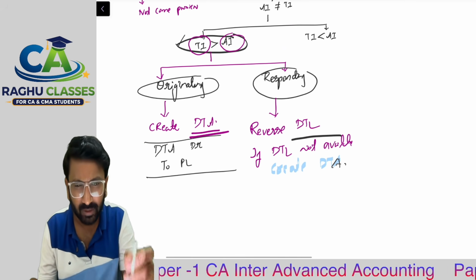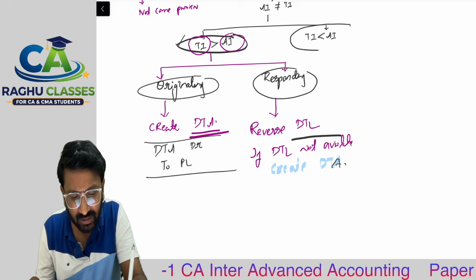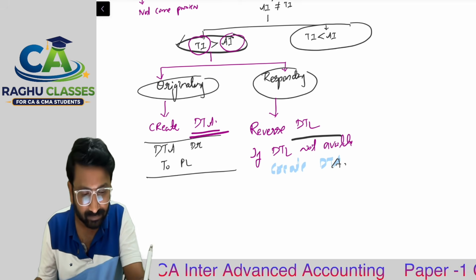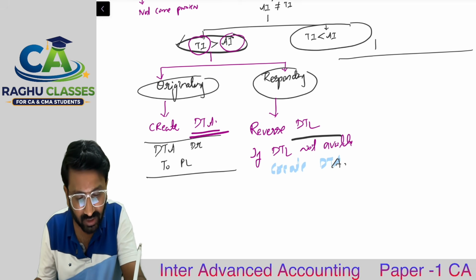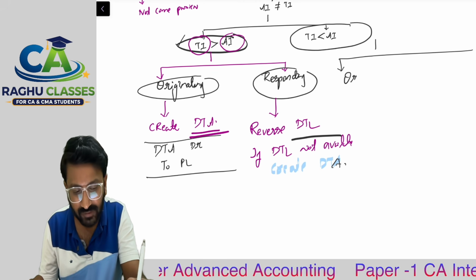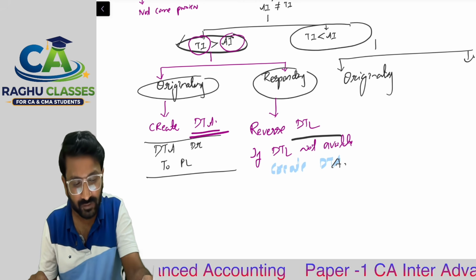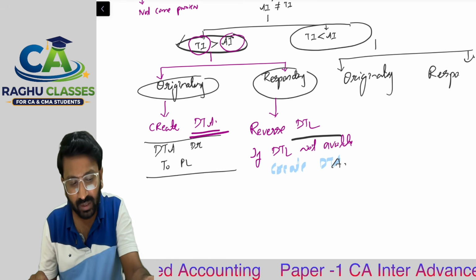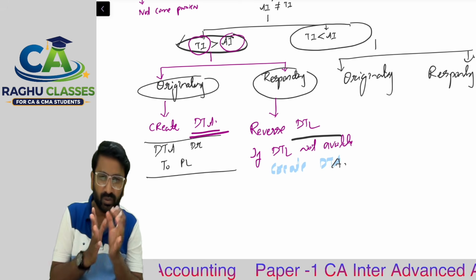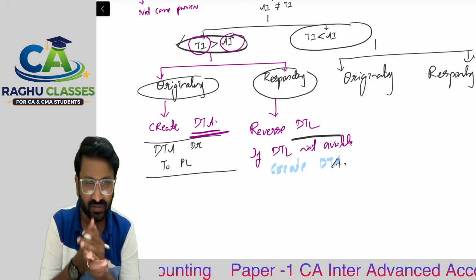Now, moving on to the second part. If your taxable income is lower than accounting income, again, you see whether the difference is an originating difference or a reversing difference. Now, if it is an originating difference, try to understand, the difference is arising for the very first time.